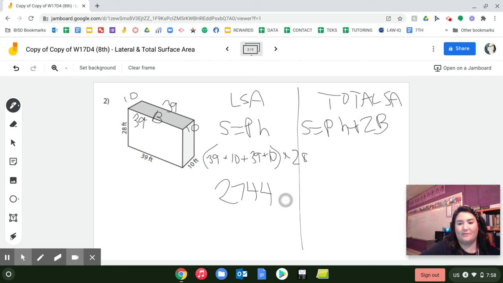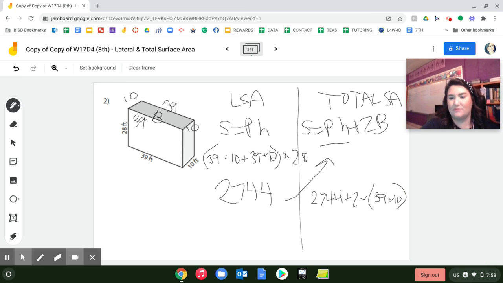I'm going to take that number and plug it in over here for this portion. So it would be 2744 plus 2 times 39 times 10. Let me move my picture here so we can see that. When you plug all this into your calculator, you should get 3524.